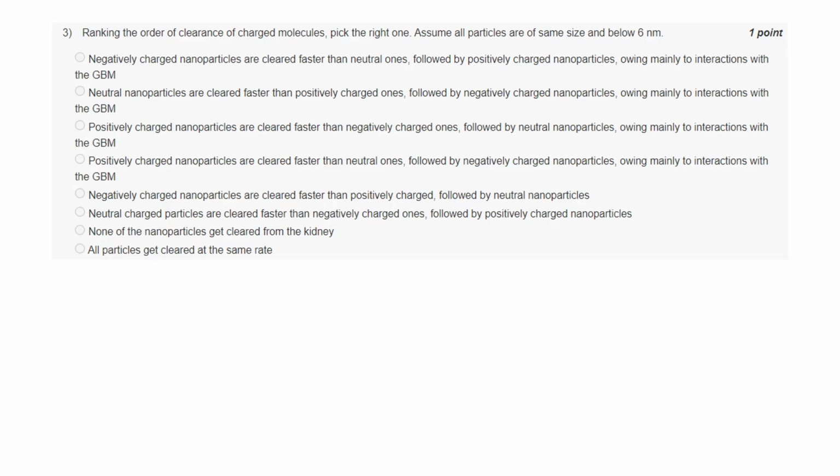Ma'am, option third. Option third, which is positively charged nanoparticles are cleared faster than negatively charged ones, followed by neutral, owing mainly to interactions with the GBM. Okay, we have one answer. Anybody else? Option 4, ma'am. Okay, we have option 4 as one answer: positively charged nanoparticles faster than neutral ones, followed by negative because of the GBM interaction.